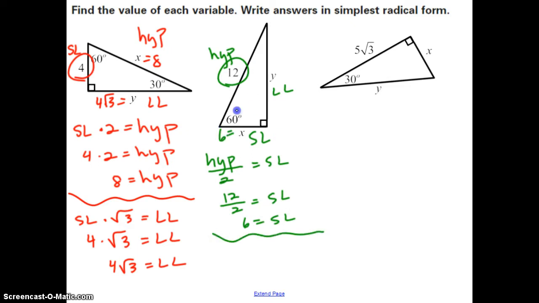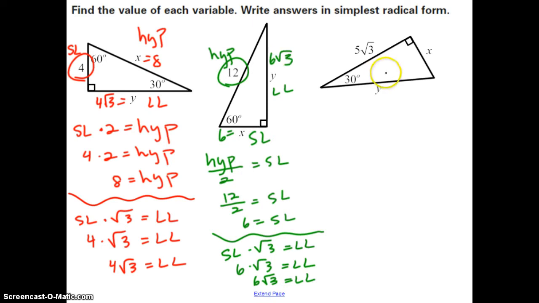Then we can use that short leg to find the long leg just like we did in the first example. Short leg times the square root of 3 equals the long leg. So the short leg, I was supposed to substitute that value. Our short leg that we found is 6 times the square root of 3 equals the long leg. So again, you can't simplify this, so our final answer is 6 square root of 3 equals the long leg.